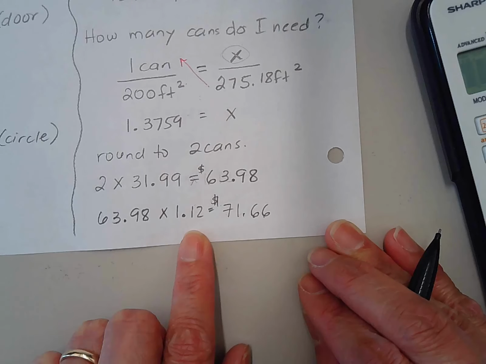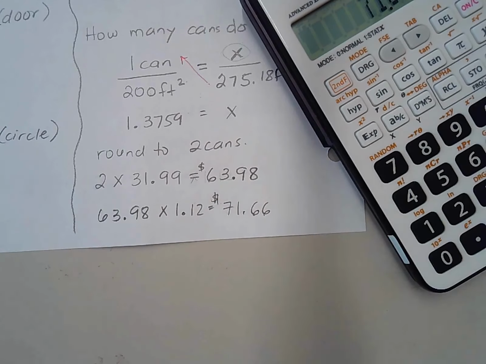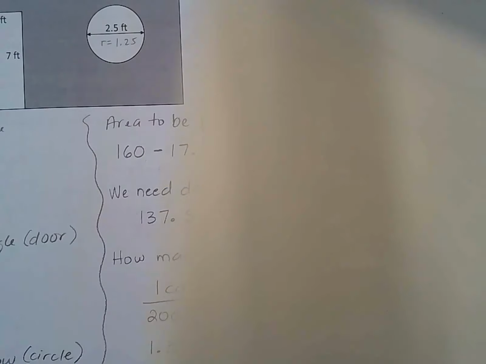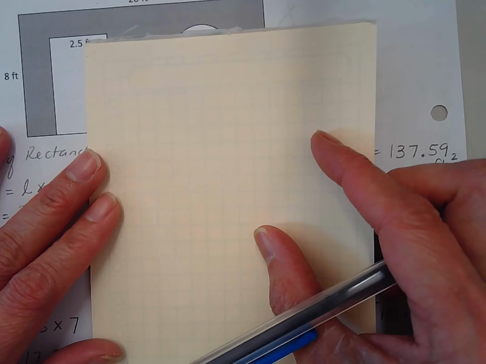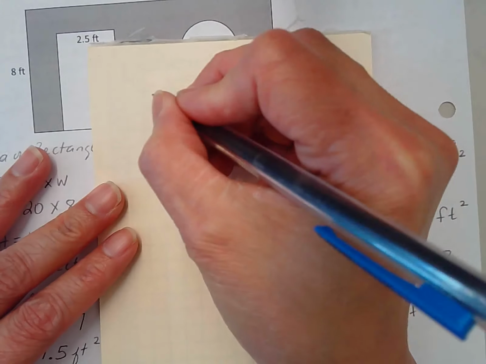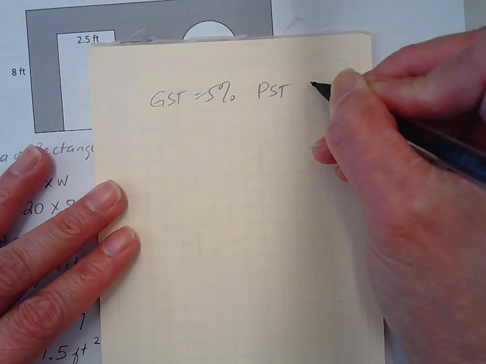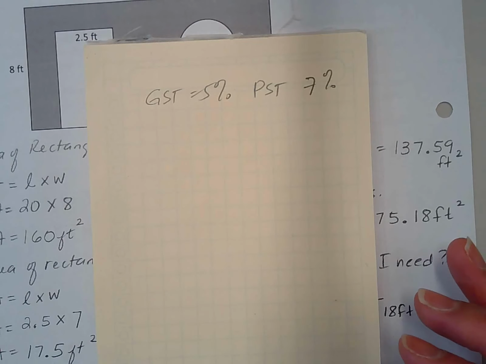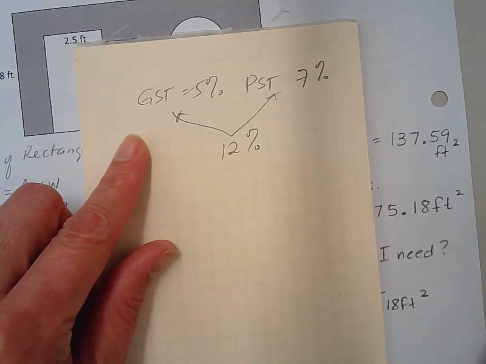Where did the 1.12 come from? Okay, that's a tax. Let's explain that. Every time we buy something, we have to pay GST and PST, right? So how much is the GST? 5%. PST is 7%. Now we only have to pay just GST, which we will see later. Now, together, that's the 12% tax, right?